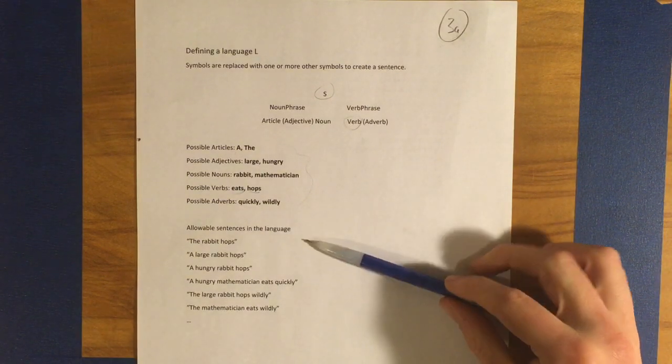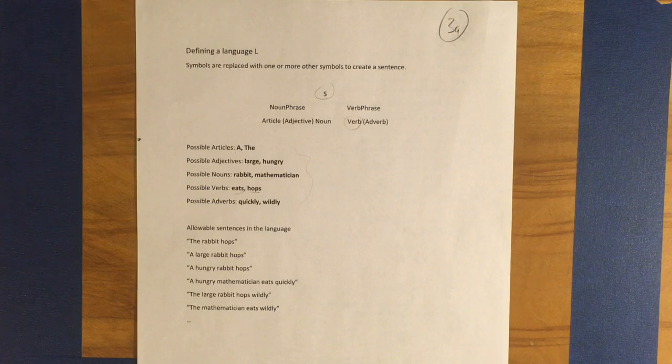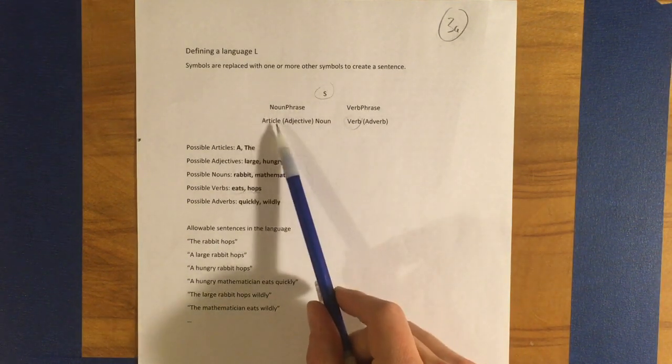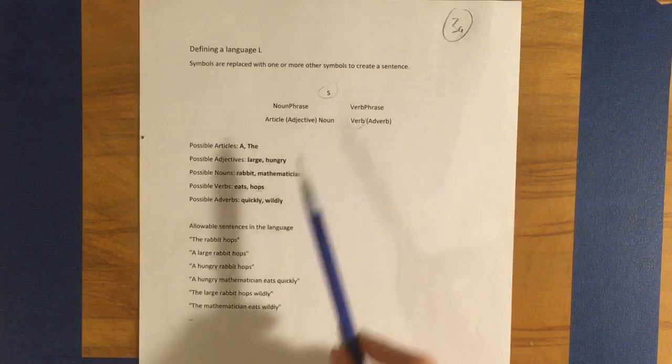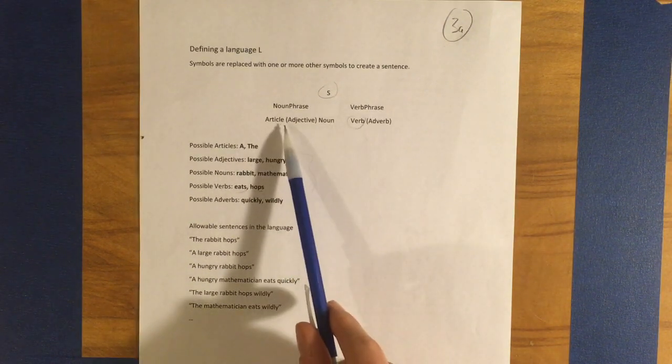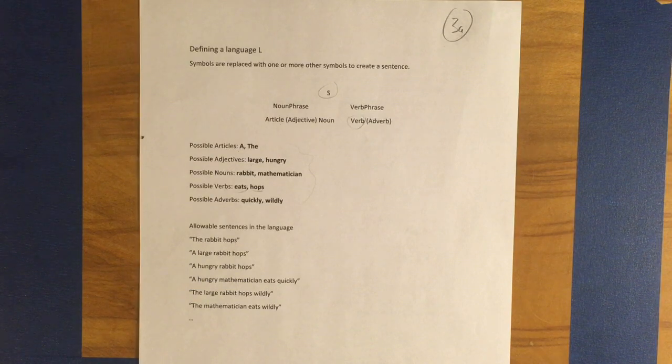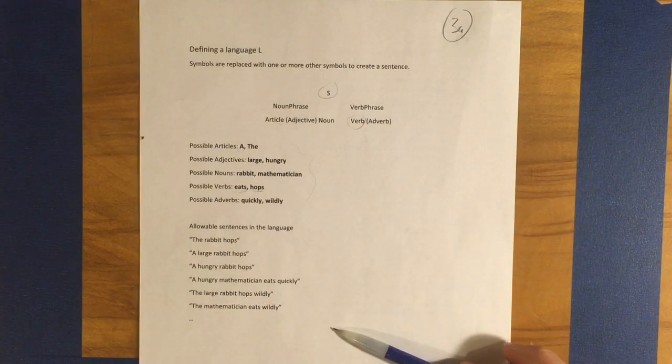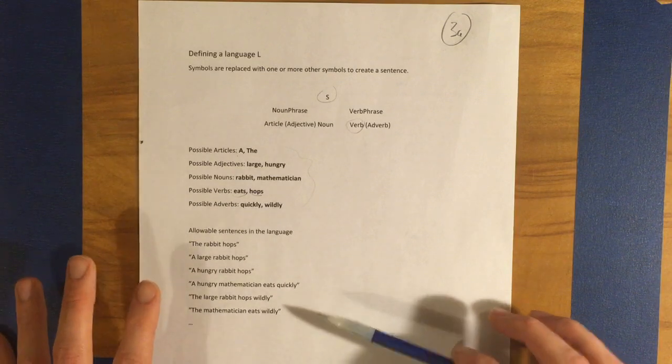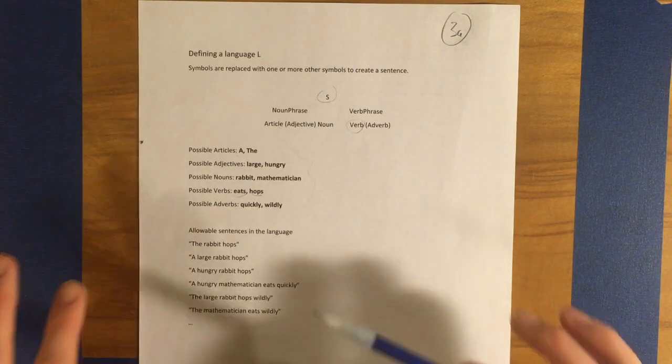So these are some examples of allowable sentences in the language. The rabbit hops: we have the article the, we choose the noun rabbit, we select not to use the adjective, and then we choose the verb hops and select not to use the adverb, right? But we could also select to use the adjective and have a large rabbit hops, or a hungry rabbit hops. So these are all different examples of sentences that would be in the language. These are elements of the language.